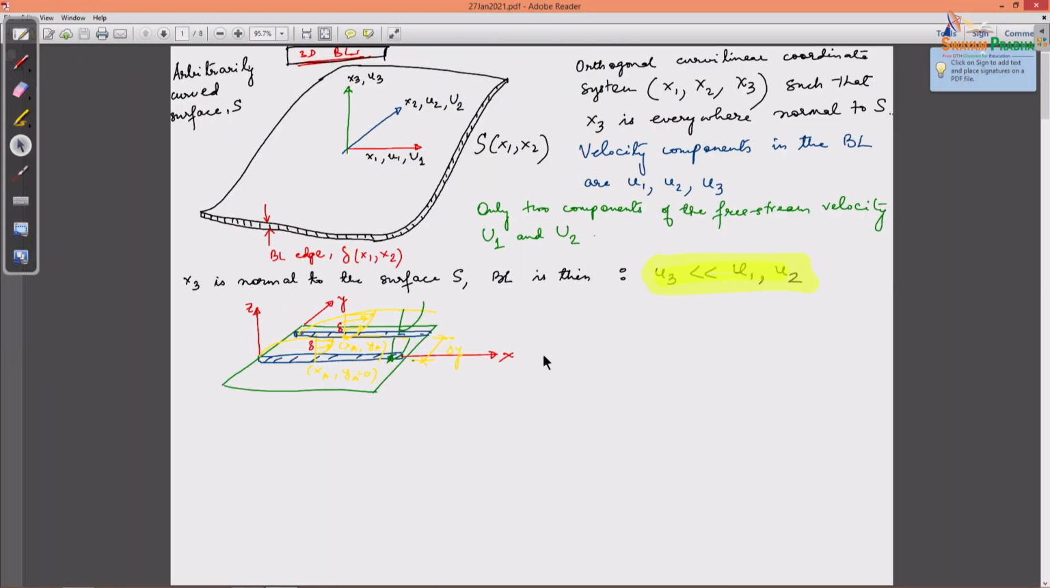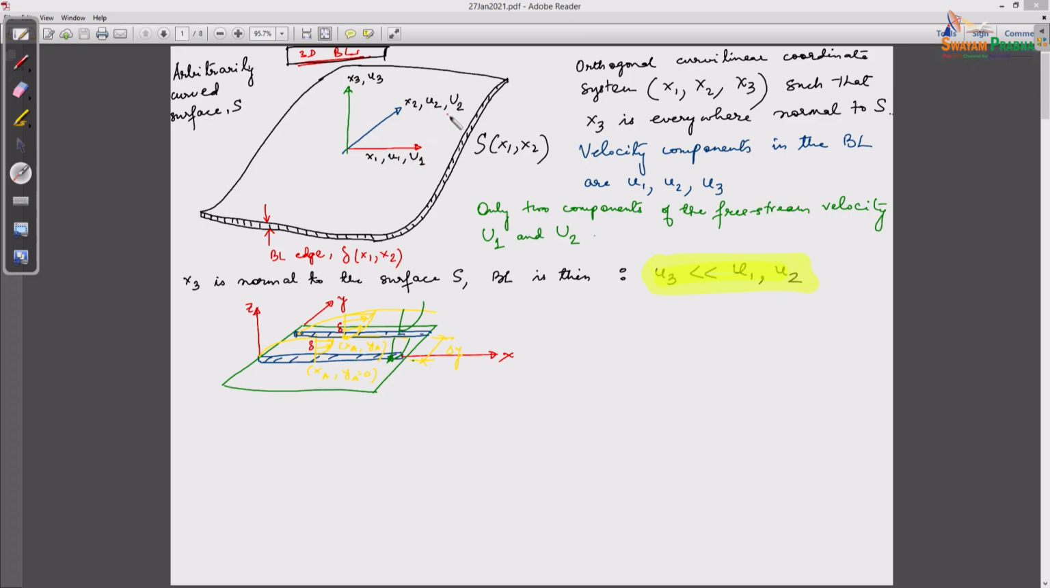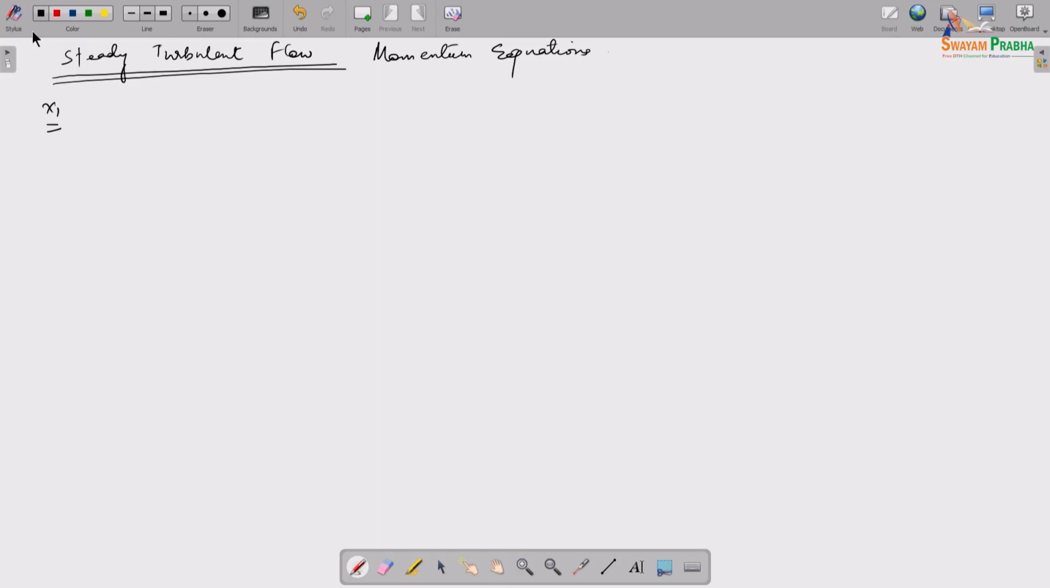If you see here, this is the 3D boundary layer picture that we had drawn, right? There's an arbitrary curved surface S, and we have x1 and x2, where we have free stream velocity components u1 and u2. And these are the velocity components in the boundary layer, u1, u2 and u3, in these three axes. So this is the axis system that is given like this. Going back here, so x1, u1.